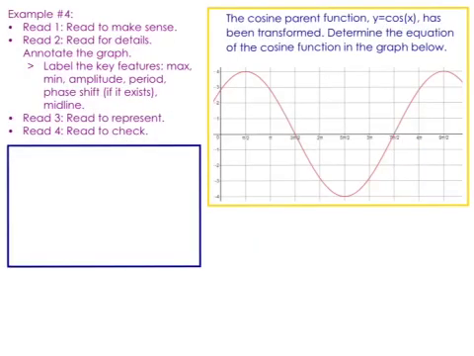Example 4. The cosine parent function y equals cosine of x has been transformed. Determine the equation of the cosine function in the graph below. Alright, so we're doing the same thing that we just were. We want to annotate the graph. Let's label some key features. So I'm going to actually do that on my graph here. So here's my max value.